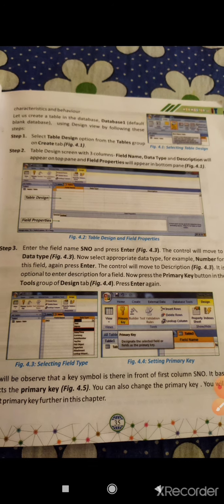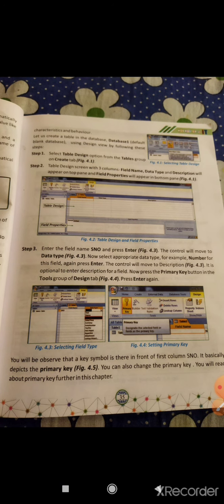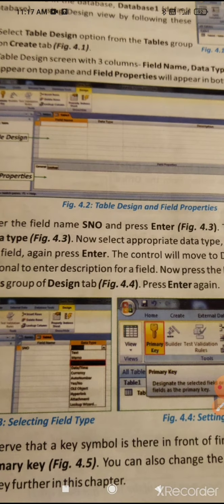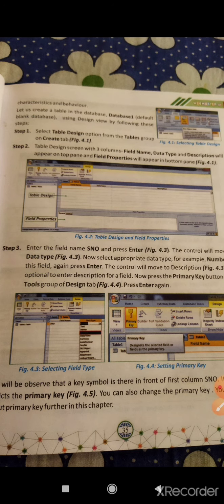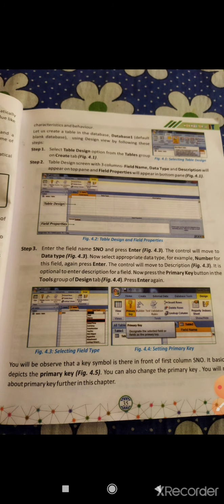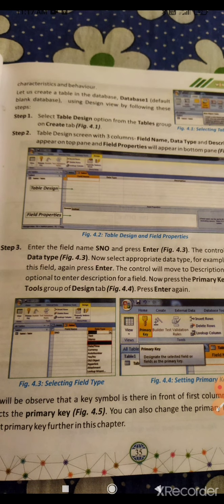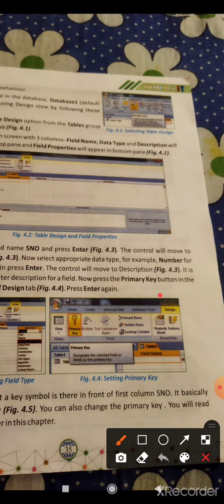Next, press the primary key button in the tools group of the design tab. Now in the tools group of the design tab we have to click on the primary key button so that our primary key will be selected. What is primary key? See here in the design tab, this is the tools group. We have to click on primary key.